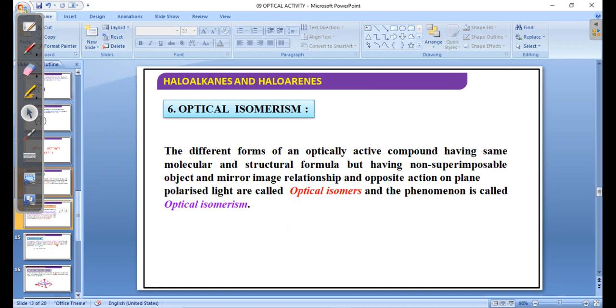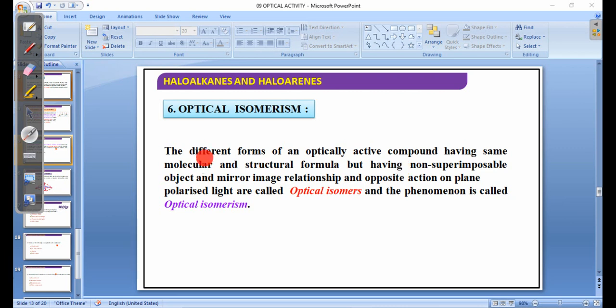See now, optical isomerism. The different atoms of optically active compounds having the same molecular formula and structural formula, but having a non-superimposable object and mirror image relationship and opposite action on plane polarized light, are called optical isomers, and the phenomenon is called optical isomerism. What is the thing here? Different atoms of an optically active compound having the same molecular formula. Isomer means same molecular formula.